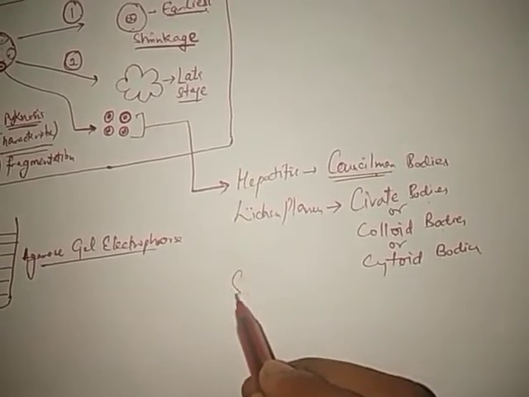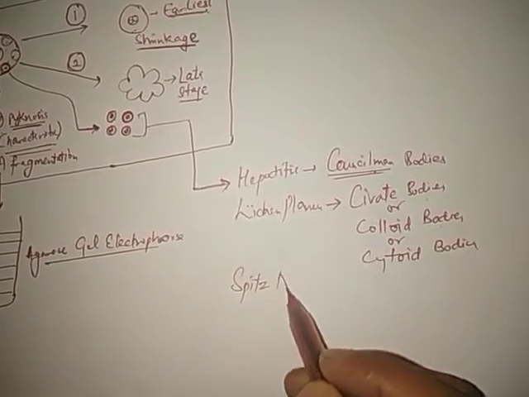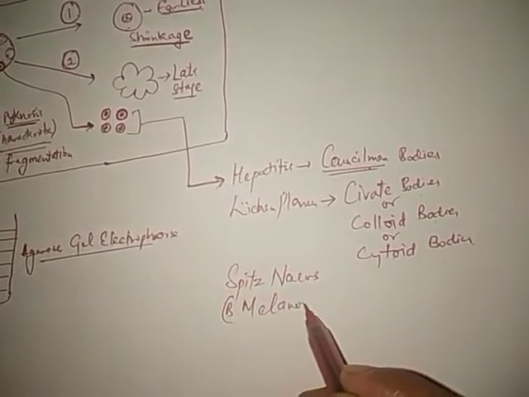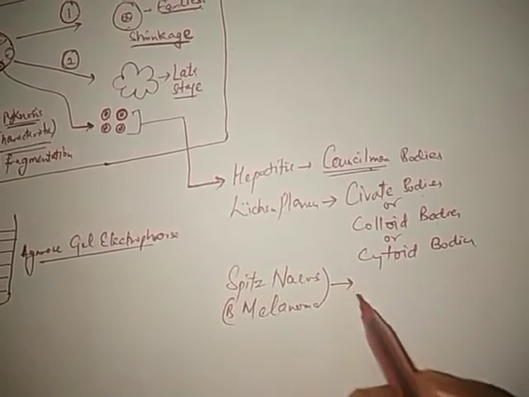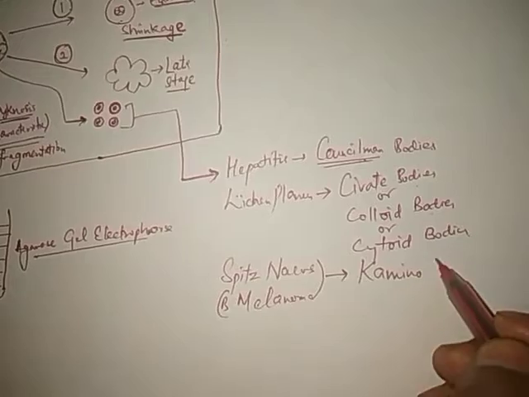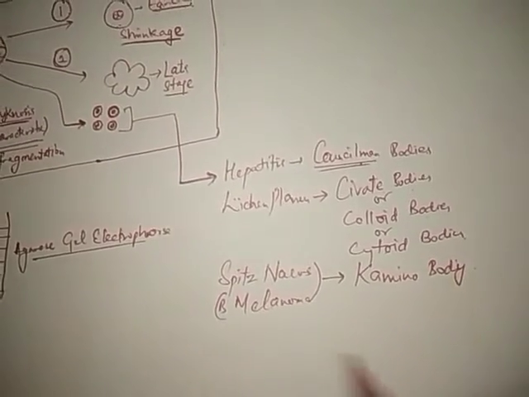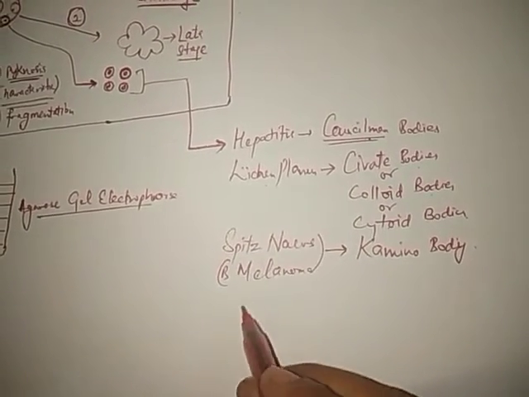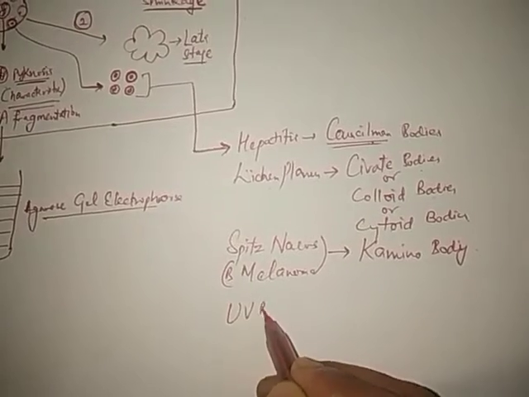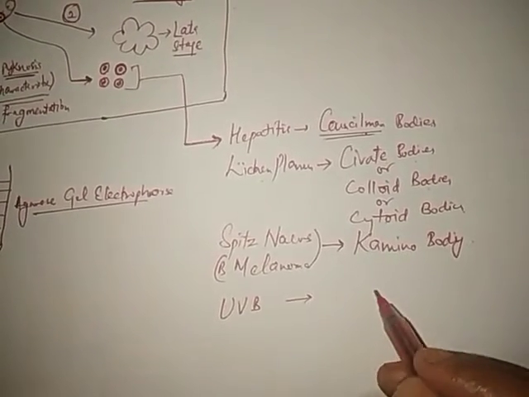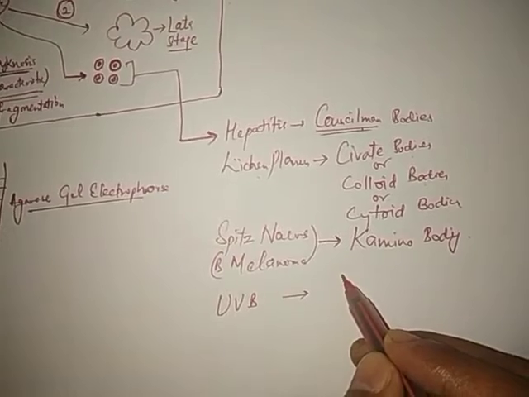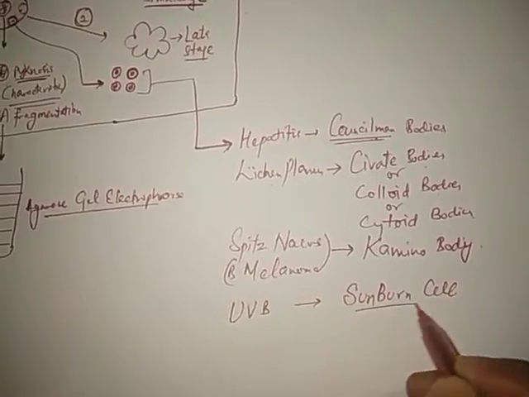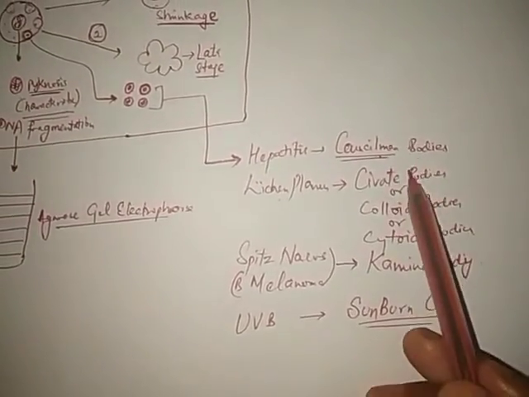Another condition we know is the Spitz nevus, which is a benign melanoma, and in this condition we see another apoptotic body which is called the Kamino body. Another condition in which we see apoptotic bodies is exposure to ultraviolet B rays that damage the keratinocytes, and the keratinocyte apoptotic bodies are called sunburn cells. So these are a few examples of apoptotic bodies.